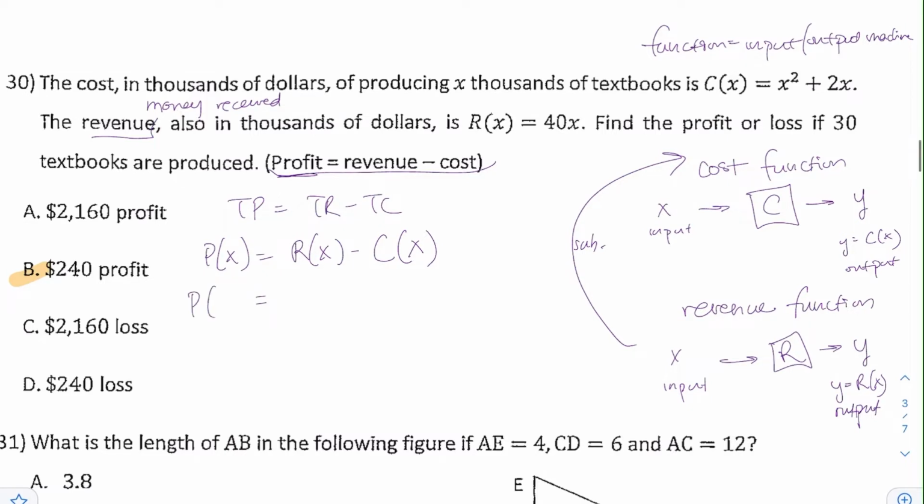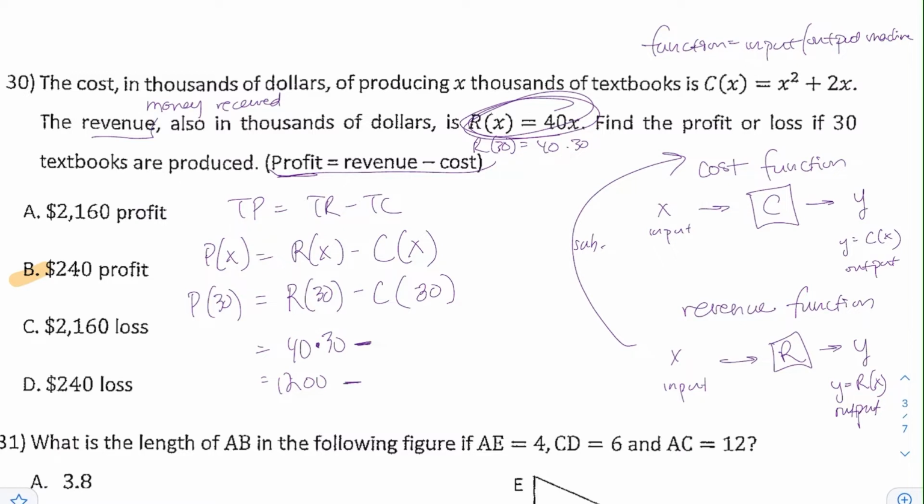And in this case, you want to find P of 30, which means you'll have to substitute in how much money you get after making 30 books minus how much it's going to cost you to make 30 books. So R of 30 means everywhere you see X, you're going to replace it with 30. That's going to be 40 times 30, or 1,200. So you'll get $1,200.